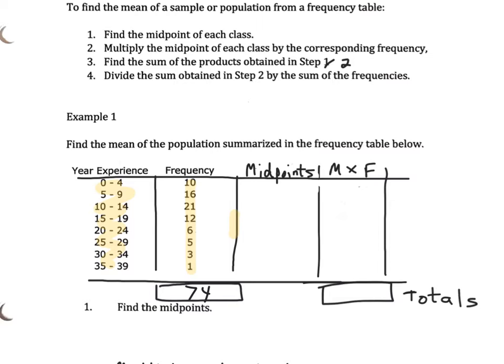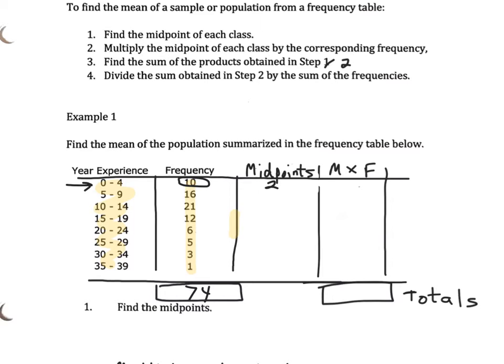Now if we look at the first class, 0 to 4 years experience, what would be a good estimate of where these 10 people fall in the 0 to 4 range? Well, it would be the midpoint, the mean of 0 to 4. So the midpoint of 0 to 4 is 2. So we're going to simply say they have 2 years of experience. So we have 10 people at 2 years.